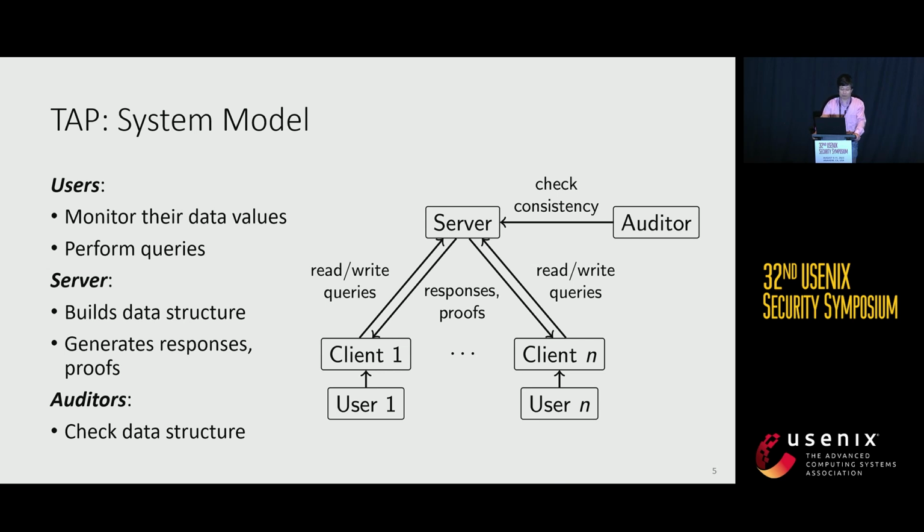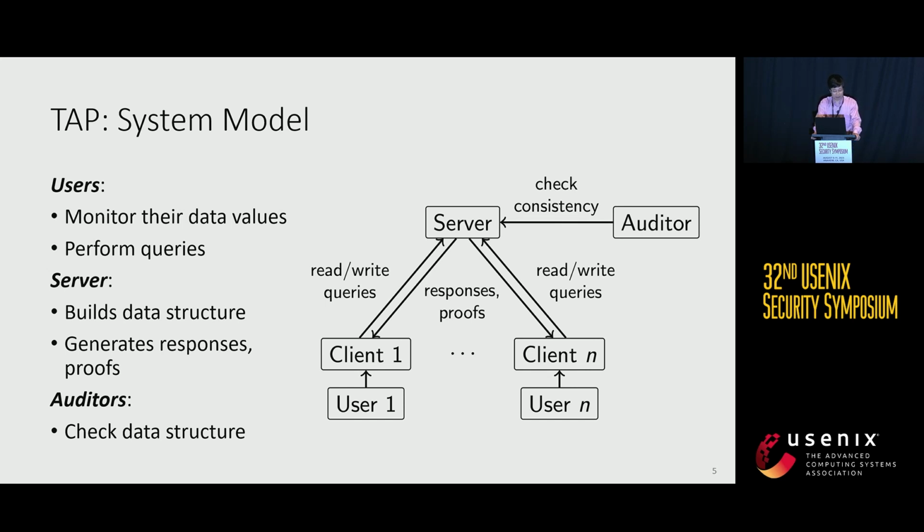This is the system model being proposed, and there are three players in this system: the users, the server, and also the auditors. The users will monitor their data values and also perform queries to the server. Users can also check whether the values reported by the server are correct or not. If it's not correct, then users can report the misbehavior of the server to a regulator.